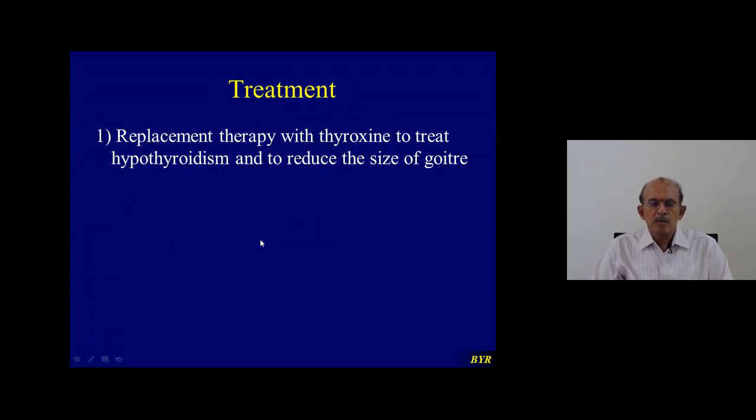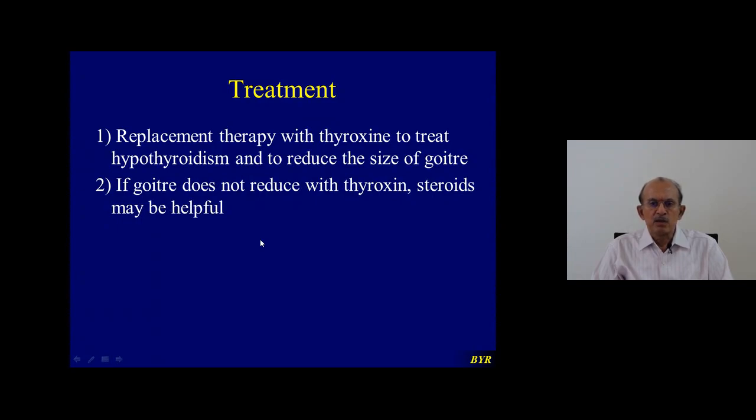Treatment: replacement therapy with thyroxine to treat hypothyroidism and to reduce the size of the goiter. So actually the size of the goiter is because of the inflammatory reaction as well as because of hypothyroidism. Whenever there is hypothyroidism, there will be reflex increased TSH levels. So these increased TSH levels will cause hypertrophy and hyperplasia of the thyroid gland, producing a goiter, enlarging the size of the thyroid swelling.